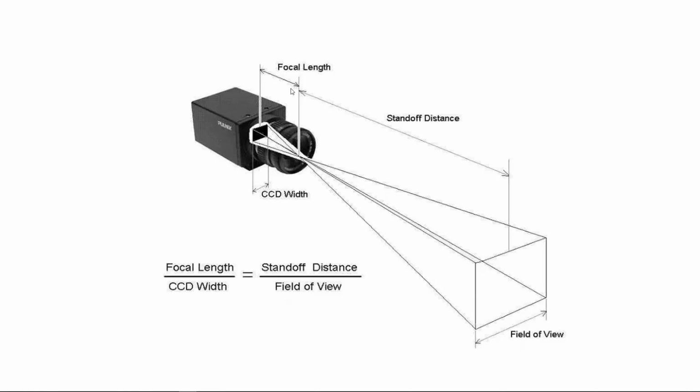So if you want to keep the same field of view, there is a proportional relationship between the focal length and the standoff distance. The longer the focal length, the longer the standoff distance to keep the same field of view. We're going to have the standoff distance. The standoff distance is going to be the distance from the focal point of the lens to the object to be viewed. The closer the camera is to the part, the smaller the field of view. Conversely, the further away the camera is to the part, the larger the field of view.